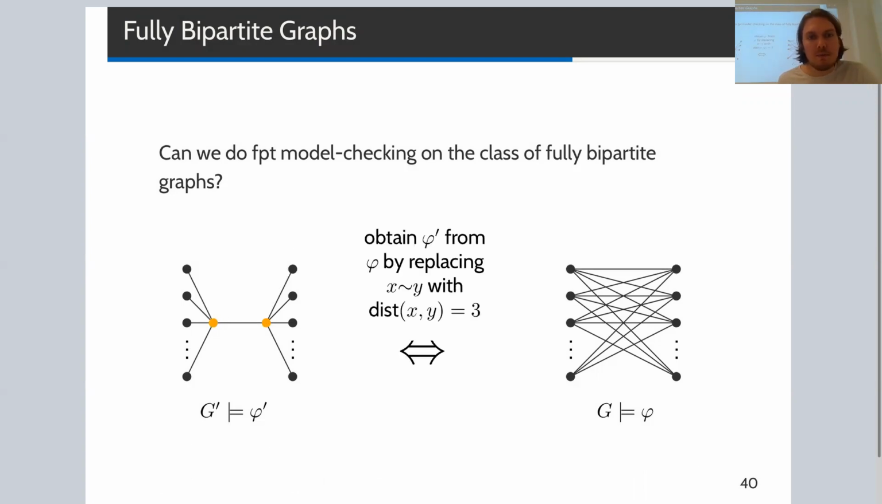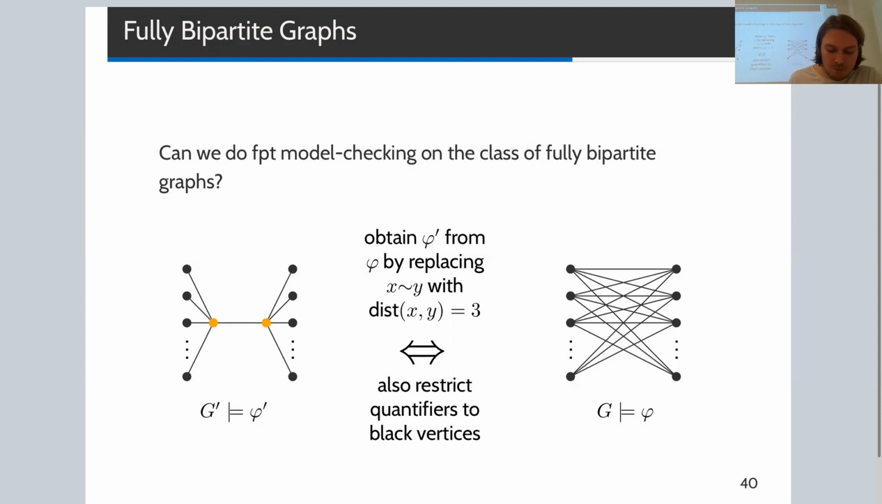So we can obtain phi prime from phi by replacing each atom "X adjacent to Y" with a different atom: X and Y have distance 3. The only extra thing is that there are these two extra vertices that we need to get rid of. So we also need to restrict the quantifiers of phi prime to only using the black vertices. But then we have an equivalent instance.